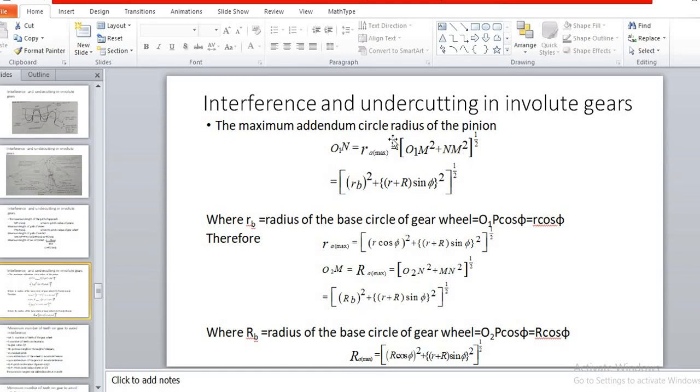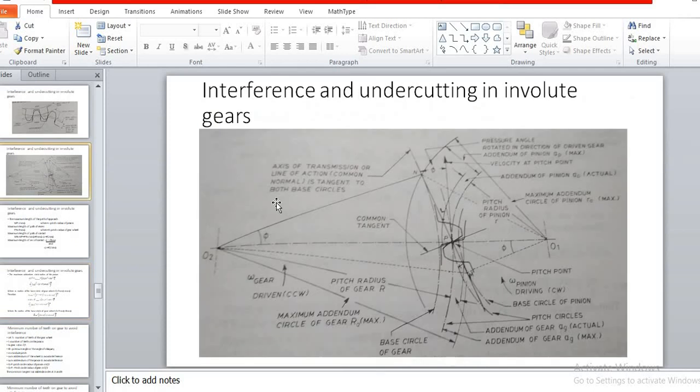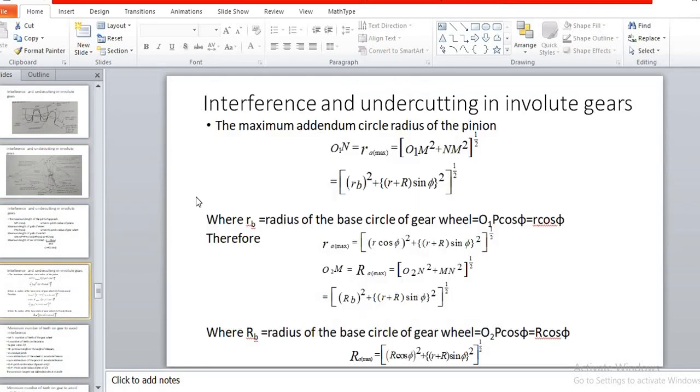Now this maximum addendum circle radius of the pinion should be O1N. This maximum addendum will be extended to this circle. So this length O1N is nothing but the maximum addendum value for the pinion. O1N is the maximum addendum circle radius of the pinion. This is the Ra max.